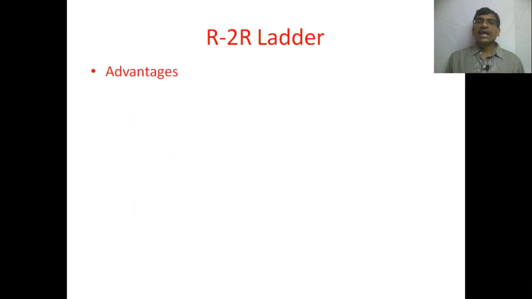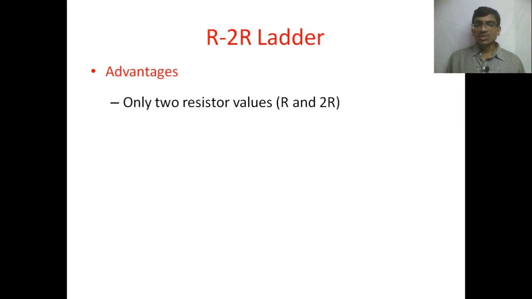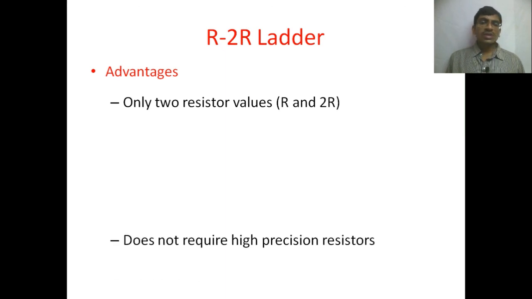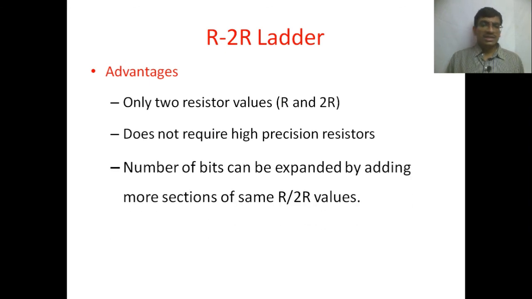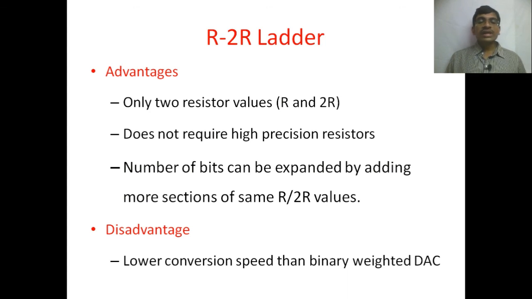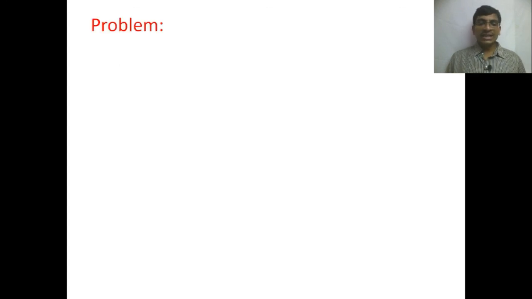Okay, let us see the advantages and disadvantages of this R2R ladder DAC. Only the two resistance values R and 2R are used in the R2R ladder, and it does not require high precision resistors. Normal resistors are enough. The number of bits can be expanded by adding more sections of the same R2R ladder values. The disadvantages of this network: lower conversion speed than the binary weighted DAC.